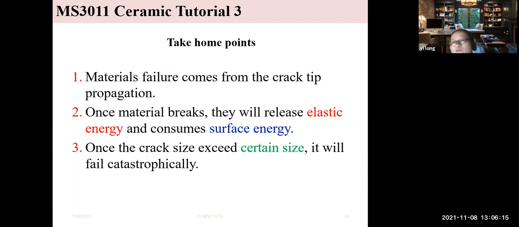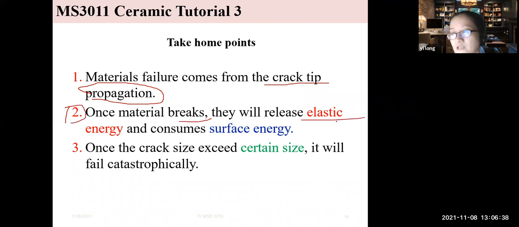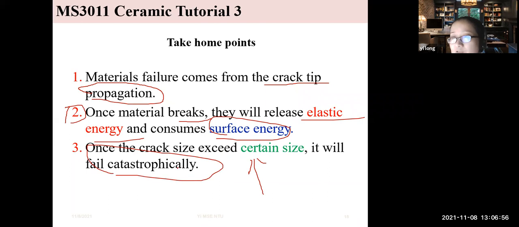Okay, I help you review. Materials failure comes from where? For ceramics, it is very important. It comes from crack tip propagating, which means they start from the critical ones. The most critical one is going to fail first, and then all the way will open up. Just crack tip propagation. Also in the Griffith model, once the material breaks, it will only release the elastic energy and also consume the surface energy. Also this very important concept so far is this critical size. You cannot be bigger than this one. If it's bigger, and the stress is big enough, you're going to fail catastrophically. Okay, so that's the take-home points.